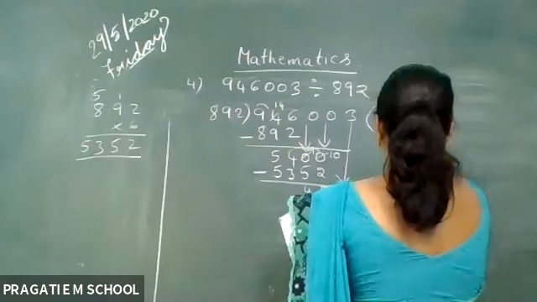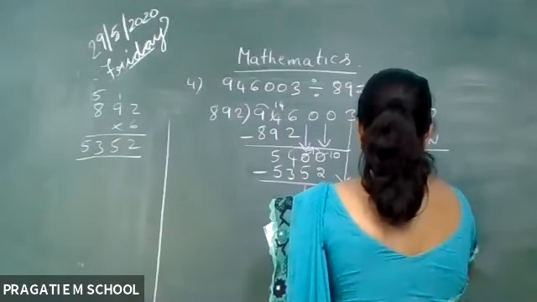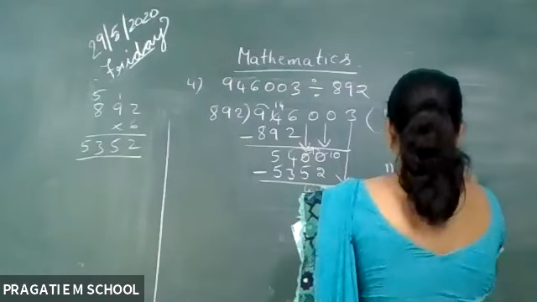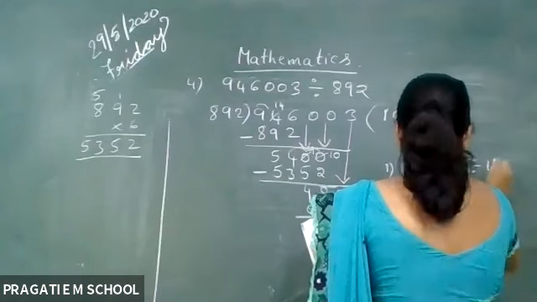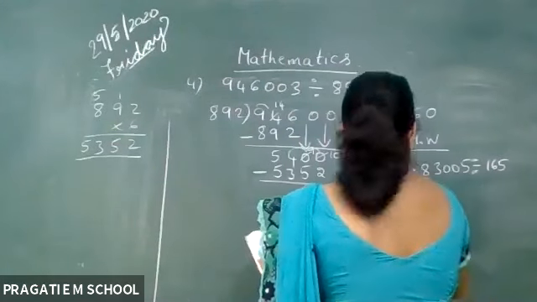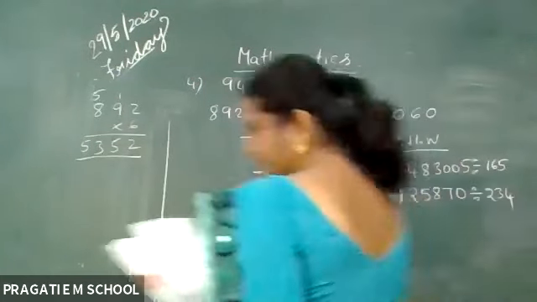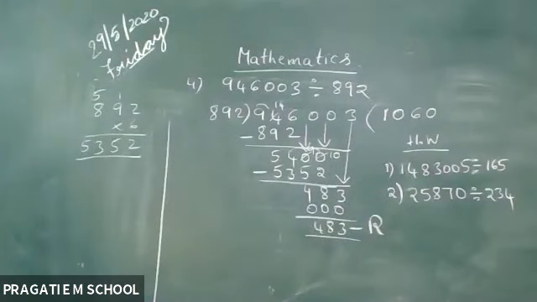Homework problems, children. 2 problems I am going to give you. The first one is 1483005 divided by 165. And next one, 25870 divided by 234. 1483005 divided by 165, 25870 divided by 234. These are the homework problems, children.